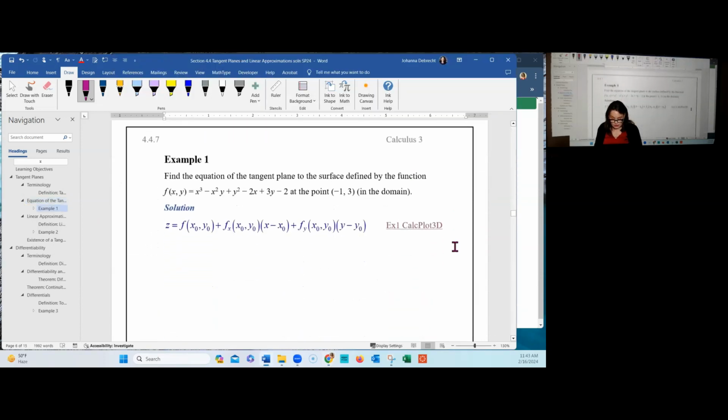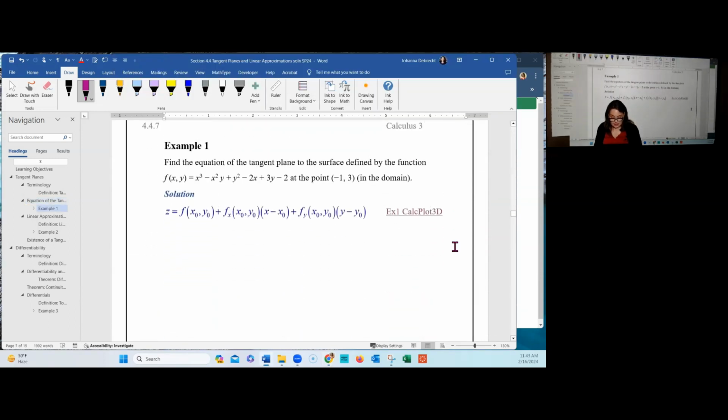Let's now take a look at example 1. In example 1, we want to repeat the process of what we just did, and we want to find the equation of the tangent plane to this new function given by x cubed minus x squared y plus y squared minus 2x plus 3y minus 2, and we're given the point in the domain of negative 1, 3. In other words, that's coming out of R2, the xy plane.